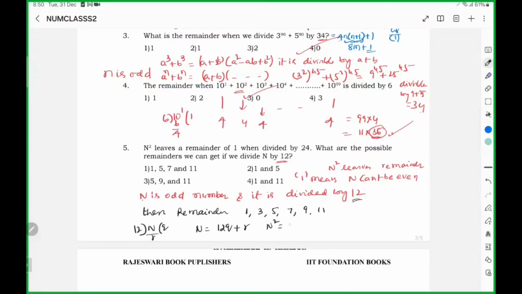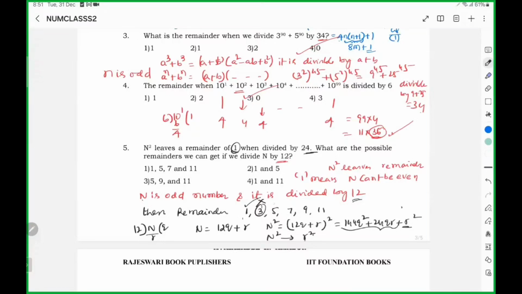When n square is 12q plus r whole square, that is 144q square plus 24qr plus r square, and the first part is divisible by 24. So n square must give a remainder equal to r square. If r is 1, it is okay. R is 3, here 3 square is 9, but you should get a remainder 1, which is not considered. 5 square is 25.